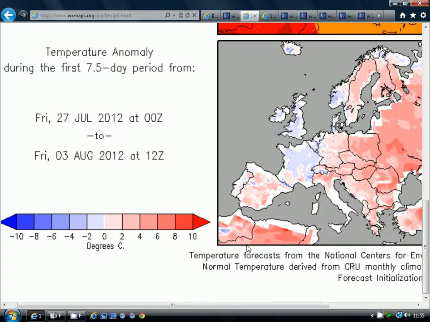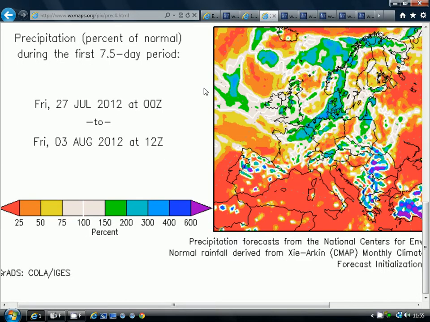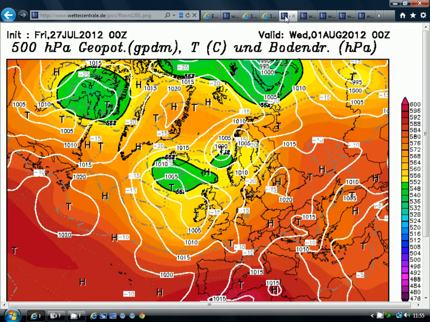The temperature anomalies for the next week, 27th of July to 3rd of August, we can see temperature anomalies for the next week are going to be around or below average across the country, so temperatures are going very much on the cool side again. Precipitation anomalies, we're around average, but some areas are going to get above average precipitation, indicated by these green colours here, so average to above average precipitation for the next week.